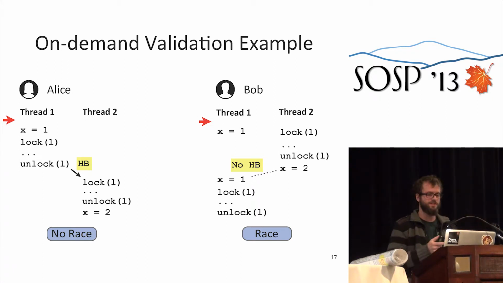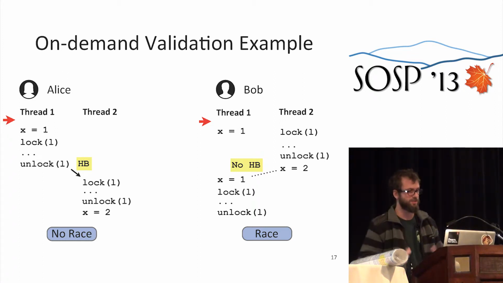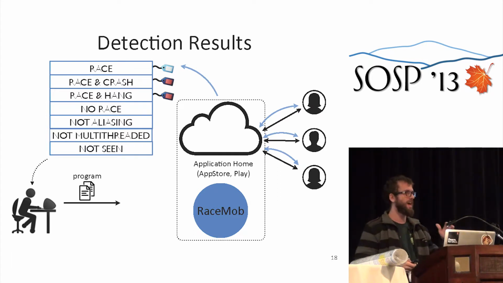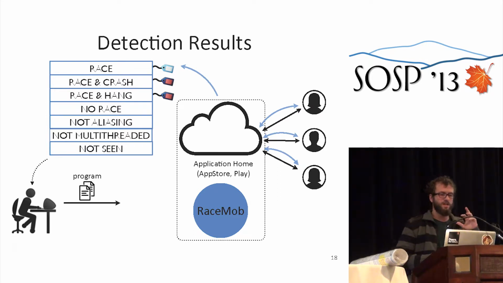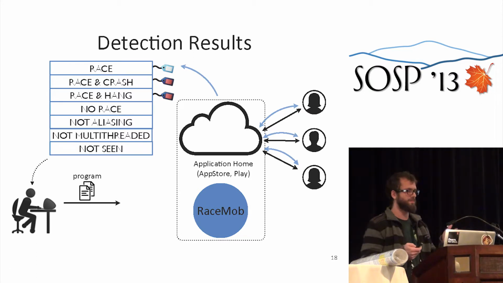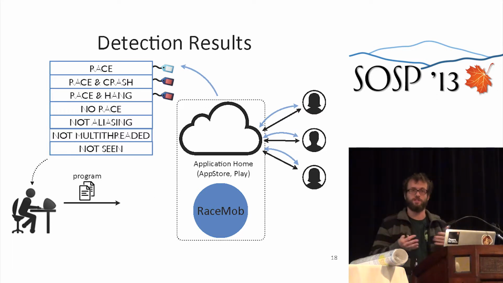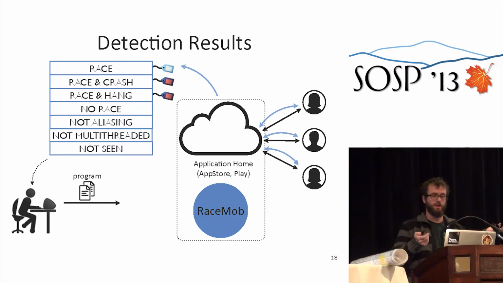Finally, RaceMob gathers the results, and since one user saw an execution with a data race, RaceMob tags the potential data race as an actual data race. So users report these validation results to RaceMob, and RaceMob processes various reports that arrive from the users to tag each potential data race. If any user encounters a data race, then RaceMob simply tags this as a data race. And if any user encounters a crash that's associated with a data race, then the data race is tagged as causing a crash, and similarly for a hang.